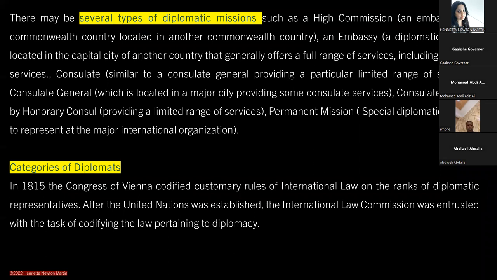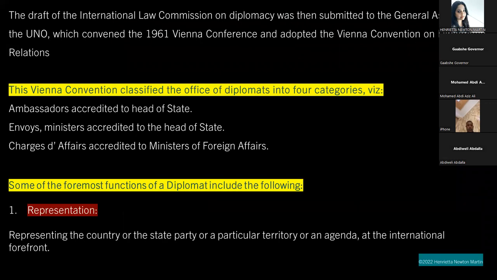Then there are categories of diplomats. In 1815, the Congress of Vienna codified customary rules of international law on the ranks of diplomatic representatives. After the UN was established, the International Law Commission was entrusted with the task of codifying the law pertaining to diplomacy. The Commission put forth a draft and submitted it to the General Assembly of the UNO, which convened the 1961 Vienna Conference and adopted the Vienna Convention on Diplomatic Relations. We have a separate chapter on this Vienna Convention.